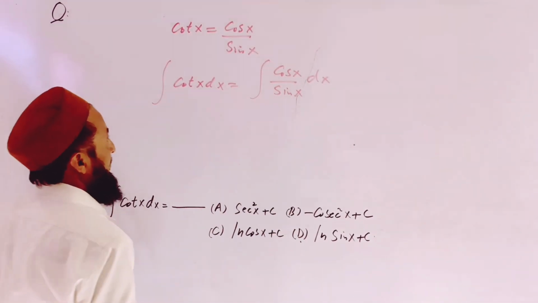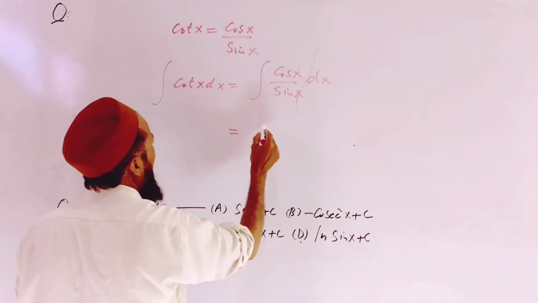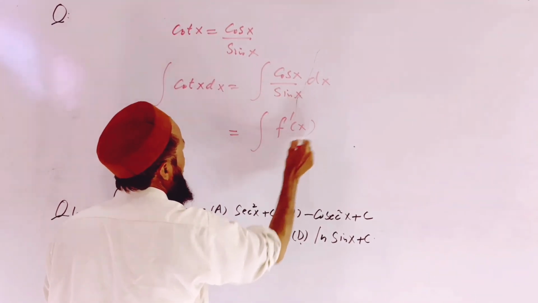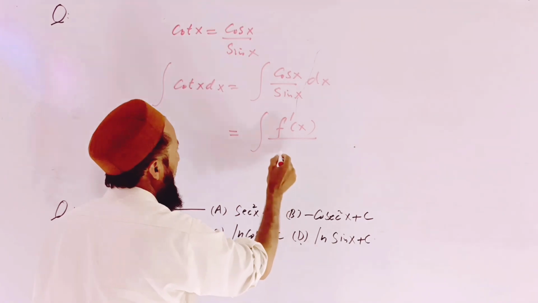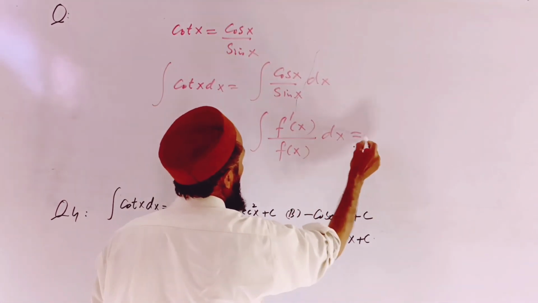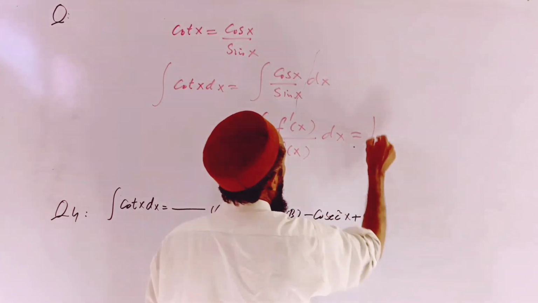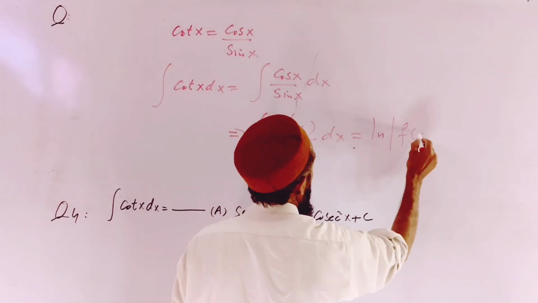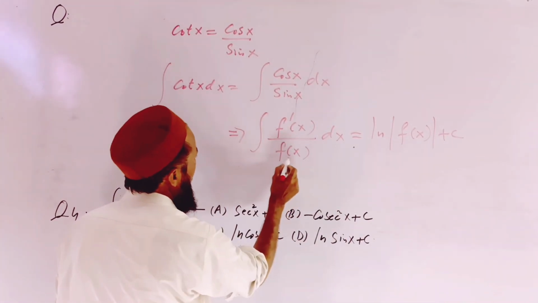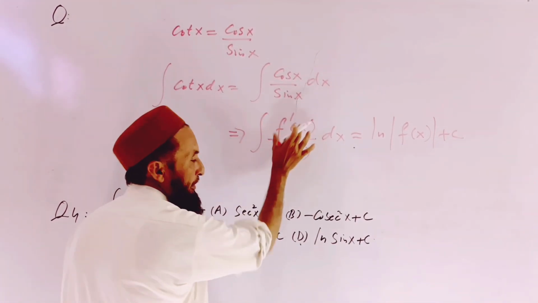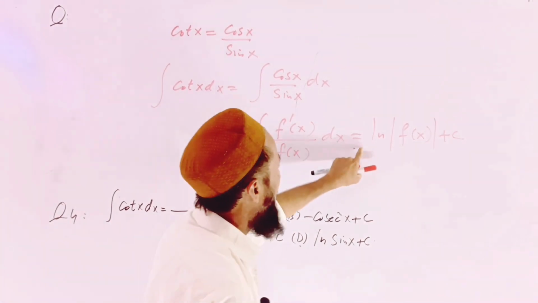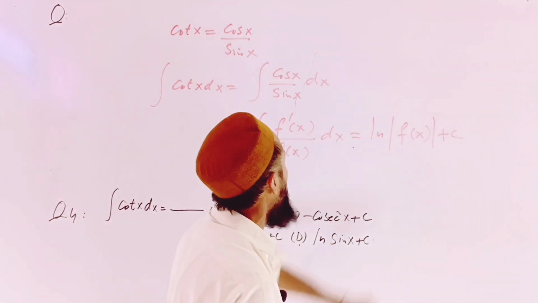Look here, this is the formula. Now first of all I am writing the formula: integration of f dash x, meaning the first derivative is available, divided by the function f of x, dx, is equal to log of f of x plus c. A function is given and its derivative is available in the numerator. So the formula is equal to log f of x plus c.